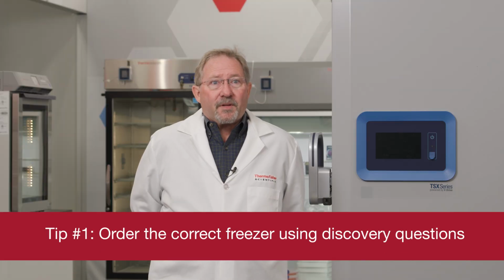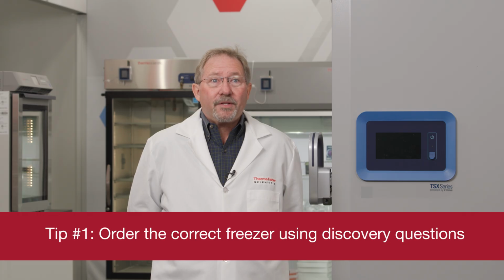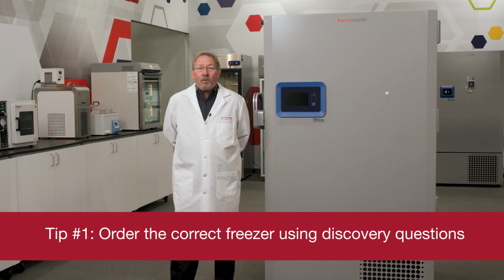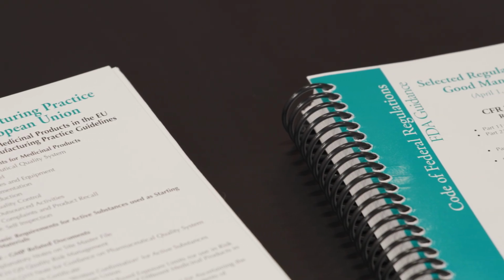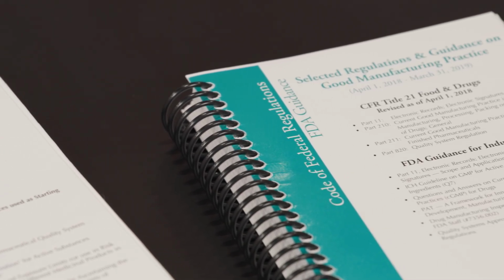So the first tip is to be sure that you order the correct freezer. Now this can be done by answering a few questions that are important to your specific application. First of all, what regulations do you need to satisfy? A few common references are the FDA, ICH-Q7, and the United States Pharmacopoeia.